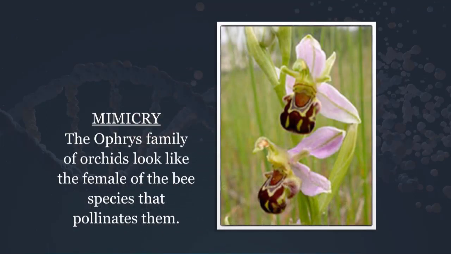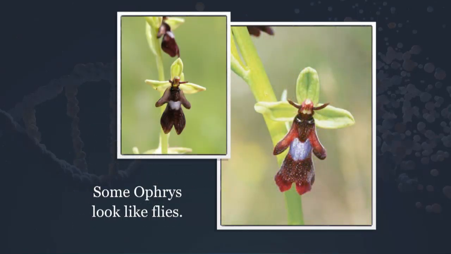Another example of mimicry is the Ophrys family of orchids. And they look like the female of the bee species that pollinates them. It really is astounding. It attracts then the males, and there's therefore a pollination going on. Some Ophrys look like flies.